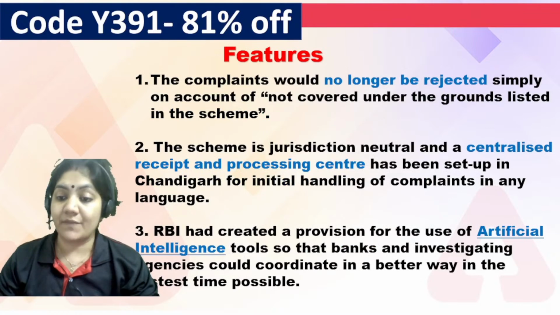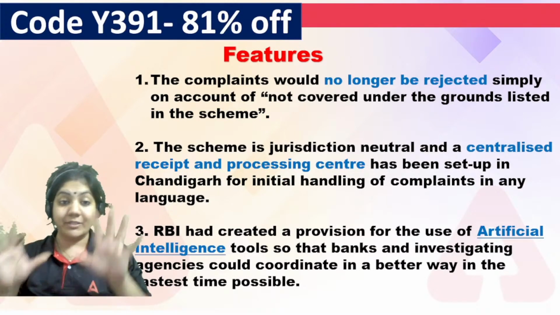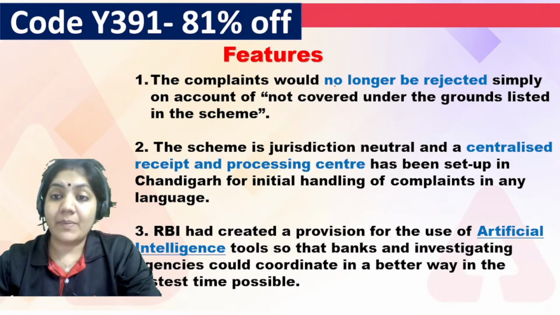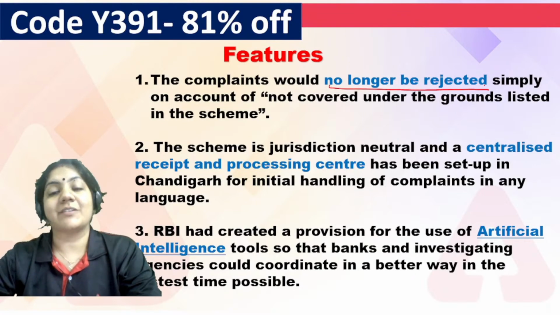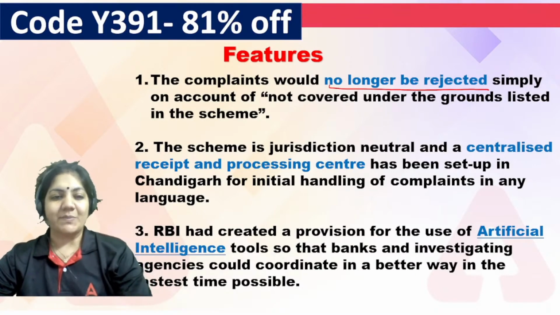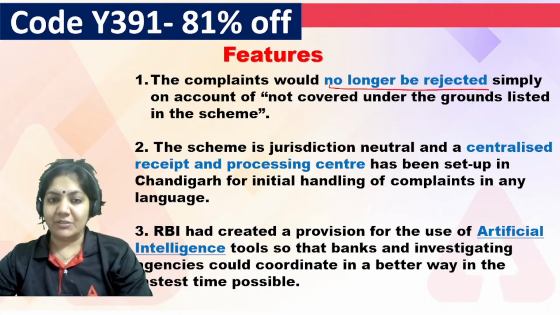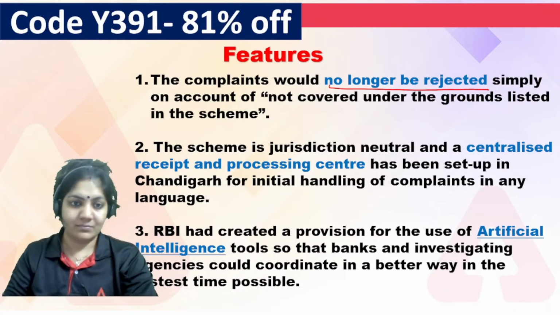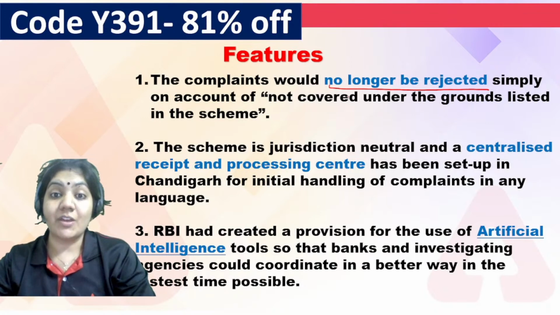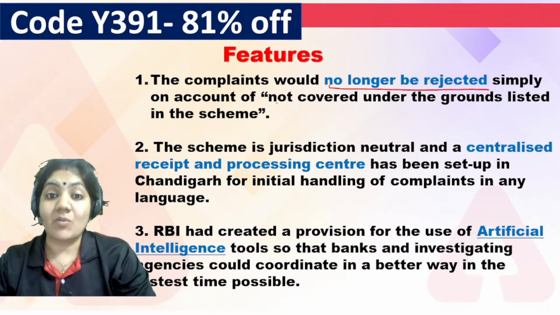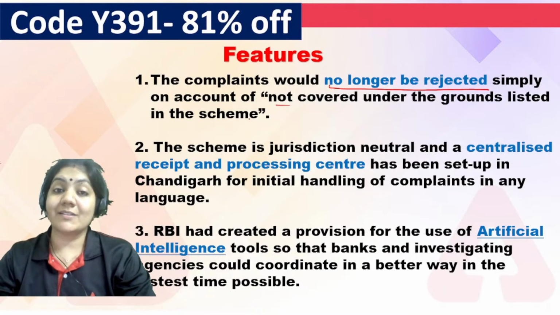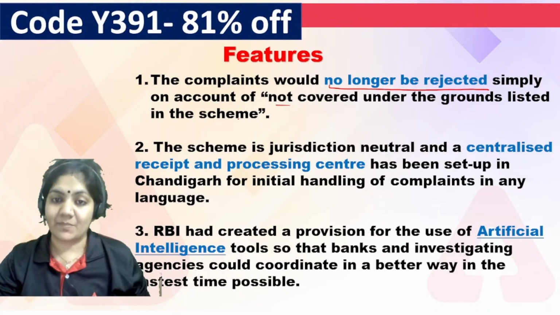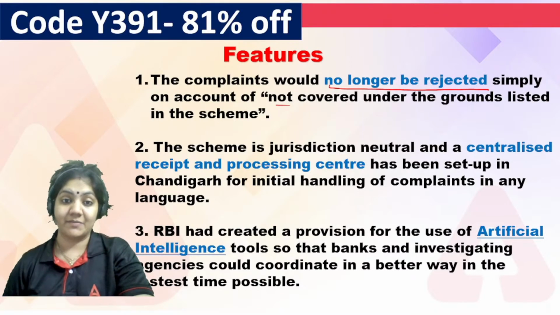Now, what are the features of this one? And class, after this, we will also do 10 questions on the banking ombudsman. So that's why this session is very, very important. The feature is that a complaint would no longer be rejected. Class, just remember the Banking Ombudsman Scheme 2006: we learned 27 grounds of complaint, and if a complaint comes under these 27, then the case will be filed. But in this feature, a complaint will no longer be rejected simply on the count that it is not covered under the grounds listed in the scheme. It means any complaint can come and no one can reject it. That is a very positive thing that they have added.